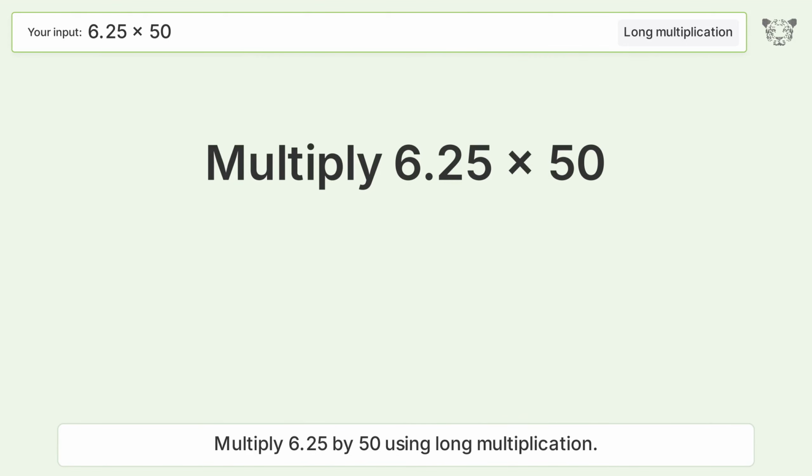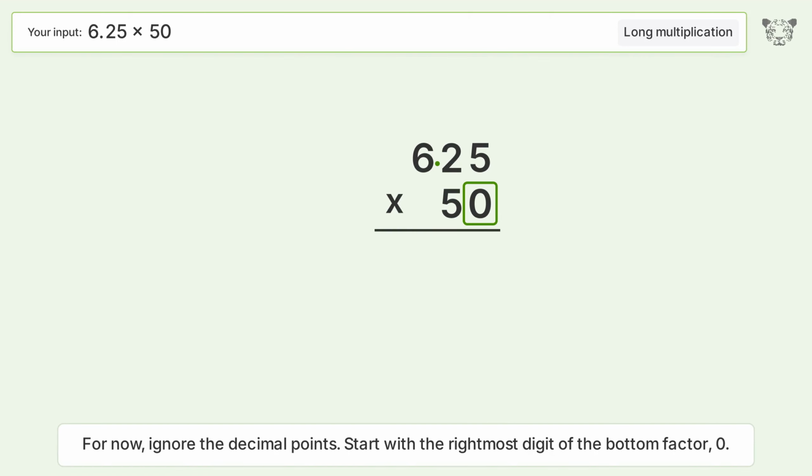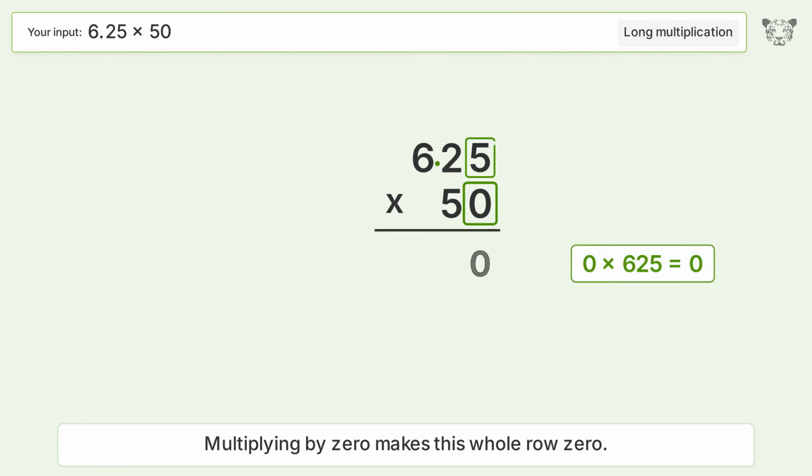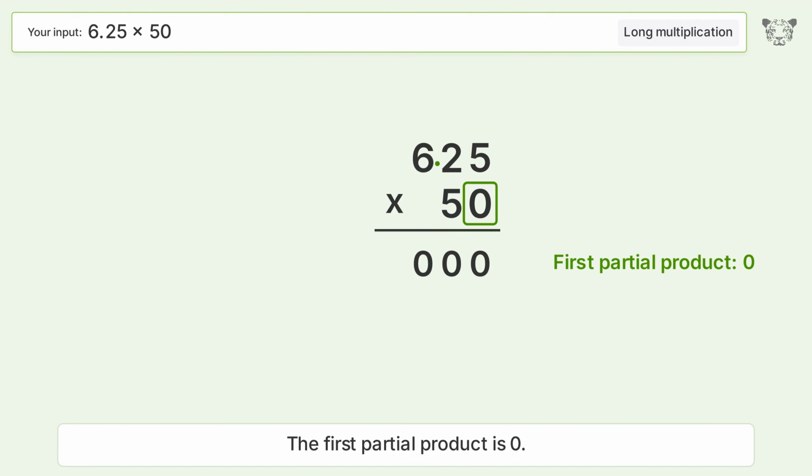Multiply 6.25 by 50 using long multiplication. For now, ignore the decimal points. Start with the rightmost digit of the bottom factor, 0. Multiplying by 0 makes this whole row 0. The first partial product is 0.